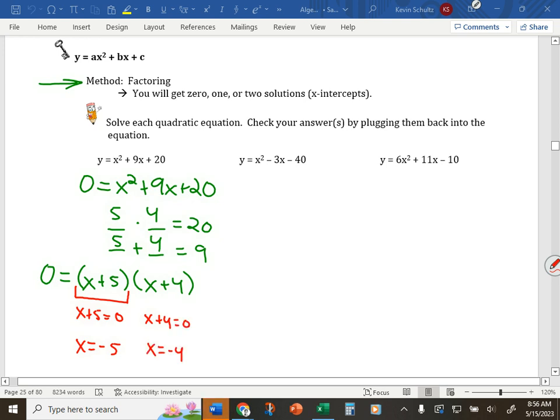If we plug in negative 4 for x, we get 0. It doesn't matter that negative 4 plus 5 is positive 1. 0 times 1 is still 0. So where does this parabola cross the x-axis? It crosses at negative 5 and negative 4.